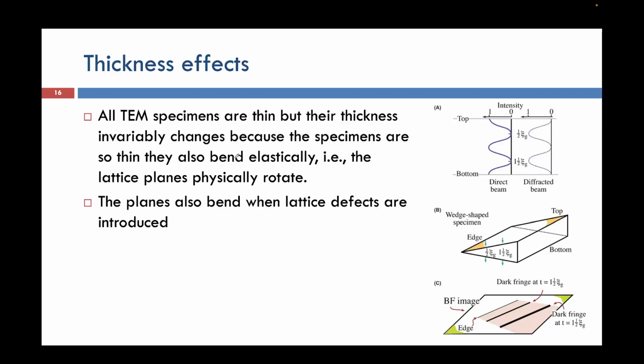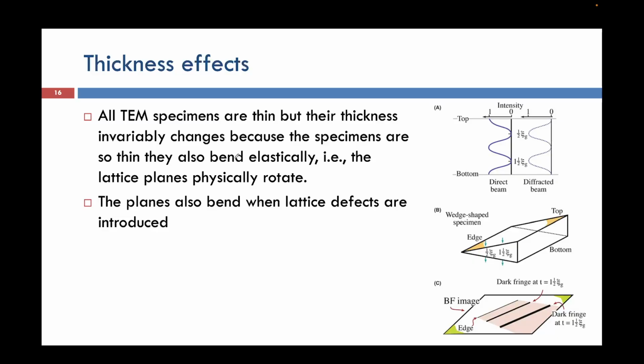And now, if we have to see the thickness effect, here we can see that the TEM specimens are thin. That means they are thinner than 100 nanometers, more in the range of 50 nanometers, but their thickness invariably changes. That is why we can also see the bending. Due to the variation in the thickness, bending is happening. So that is why the bending effect comes.